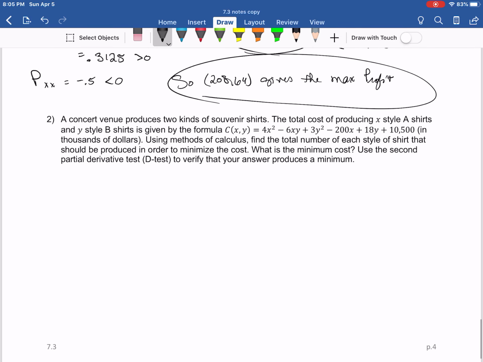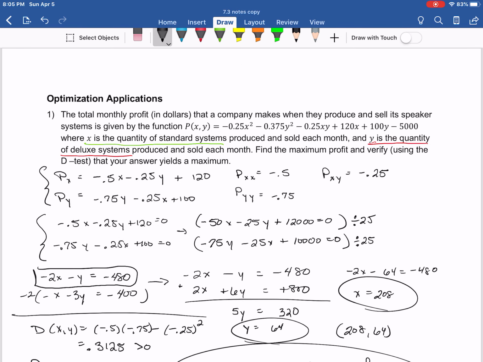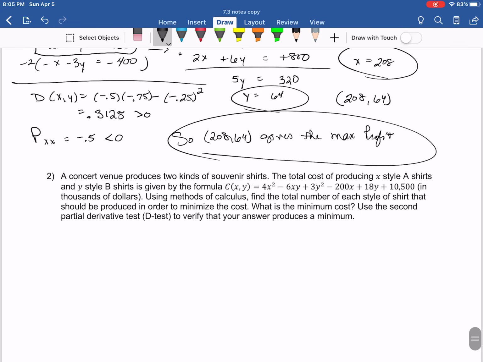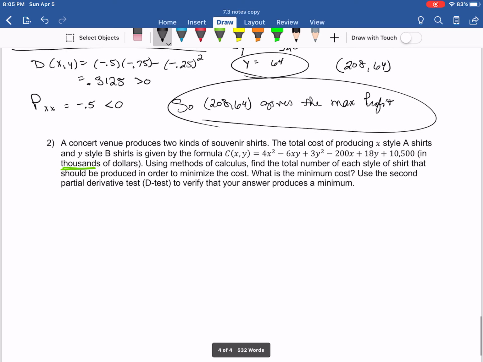Next up, we have a concert venue that produces 2 kinds of souvenir shirts. The total cost of producing X of style A shirts and Y of style B shirts is given by the formula you see, in thousands of dollars. Don't forget that. Sometimes I forget the units. Thousands of dollars. Using the method of calculus that we've just discussed, find the total number of each style of shirt that should be produced in order to minimize the cost. I want to minimize the cost this time. What's the minimum cost? And verify using that D-test formula that we've discussed.